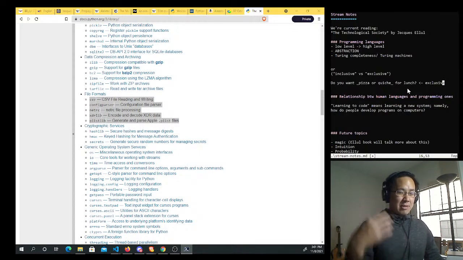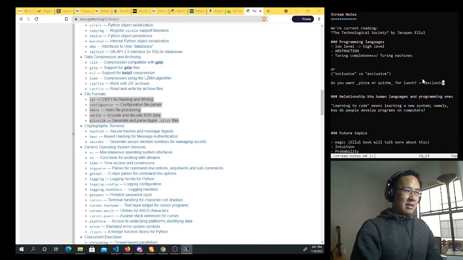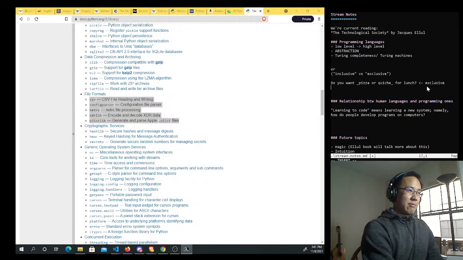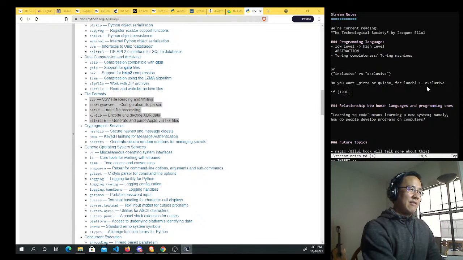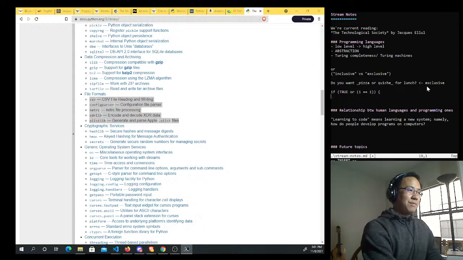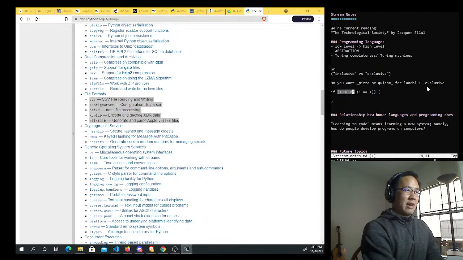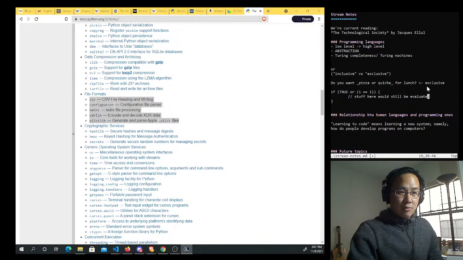So oftentimes when we're just speaking English, we mean it in this exclusive way. Whereas in a programming language, if you wrote something like if true or 1 equals 1, then both of these things will evaluate to true in the parentheses here. But we're not relying on an exclusive or. So the stuff here would still be evaluated. That's just how these things work. Okay, let's look at what Super had to say here.